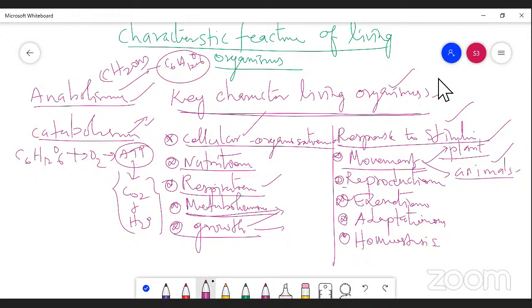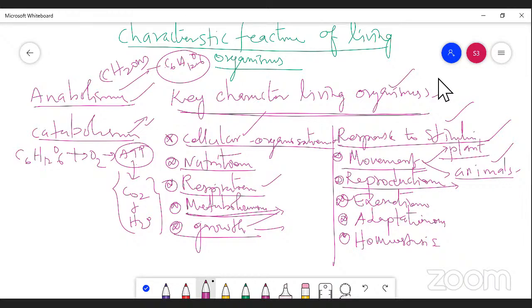Next one is reproduction. Reproduction is a key point of living organisms. All living things must reproduce. They produce offspring, so the generations can prolong their life on the earth. Reproduction is a real biological process. Each living organism must reproduce, and throughout reproduction it produces young ones.